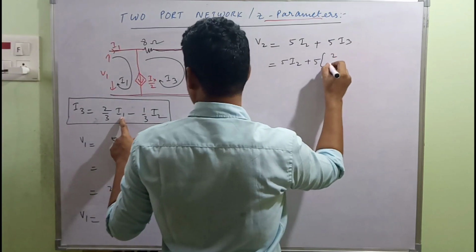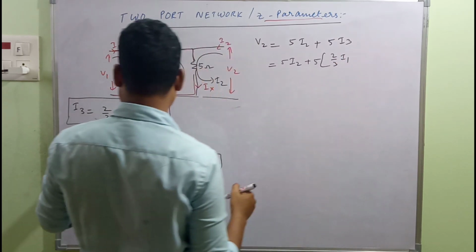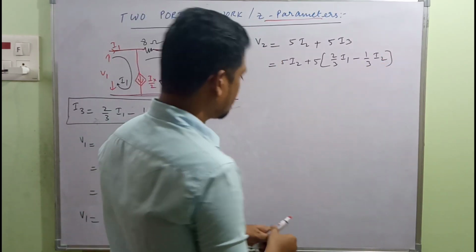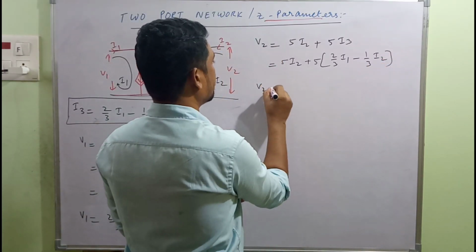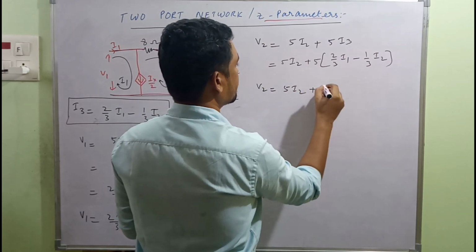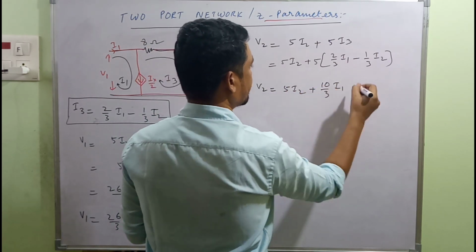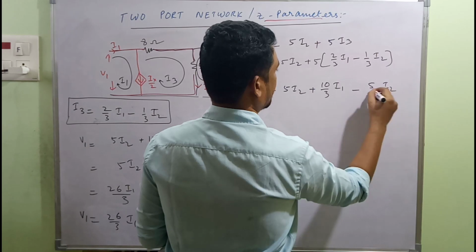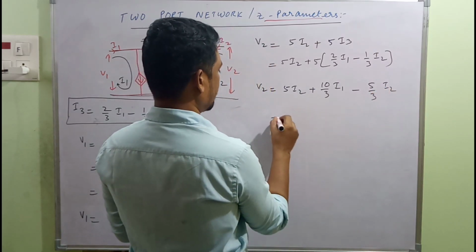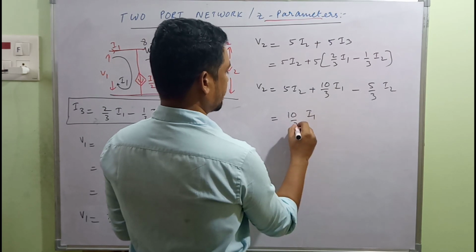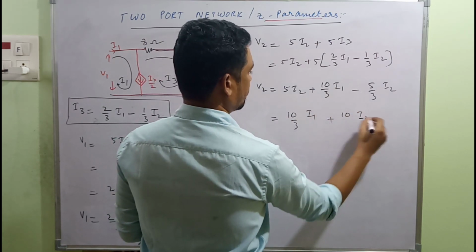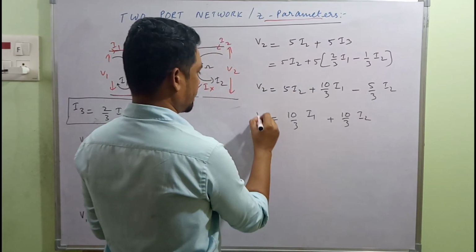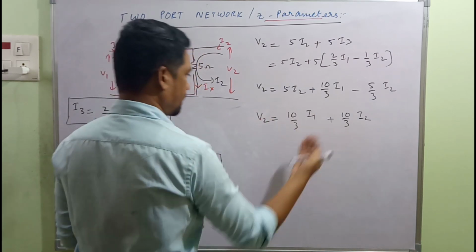So it's 2/3 of I1 minus 1/3 of I2. Guys, simplifying for V2, we have V2 equal to 5 times I2 plus 10 times I1 upon 3, right? And here it's minus 5 times I2 upon 3. So here, simplifying this one, we'll be having 10 times I1 upon 3 plus 10 times I2 upon 3. Check, it's 3 over here, 15 minus 5, that's 10. Yeah, correct. This is the equation we want for V2.